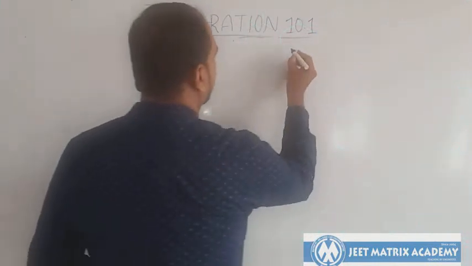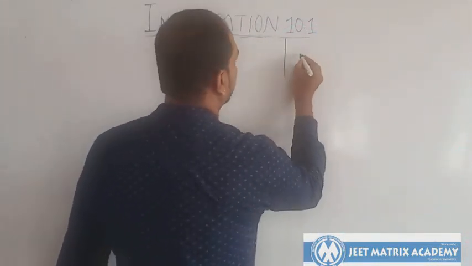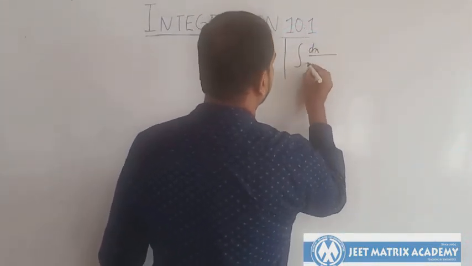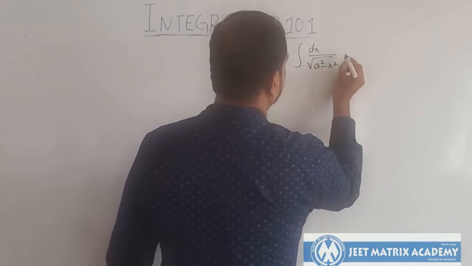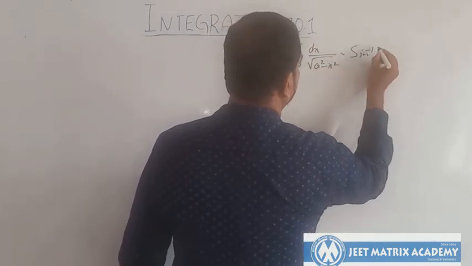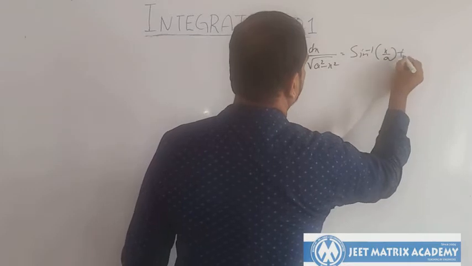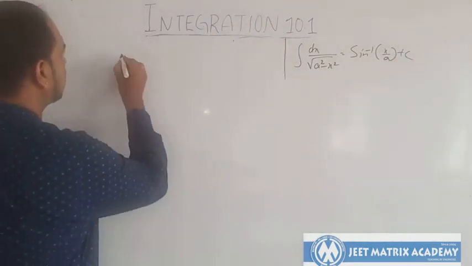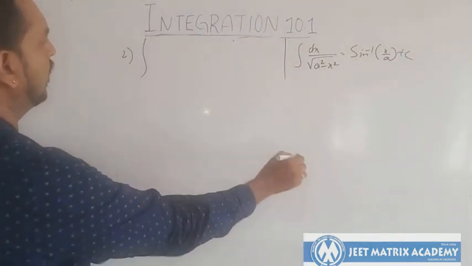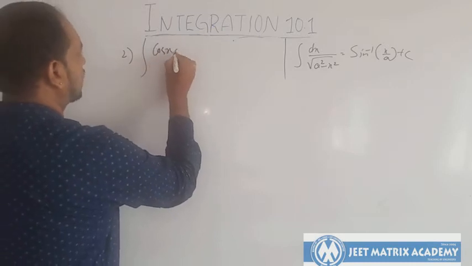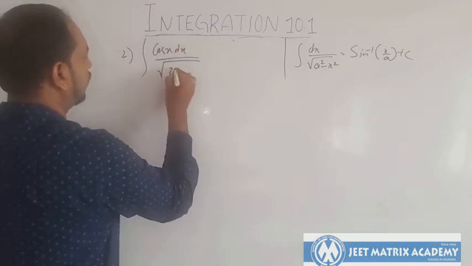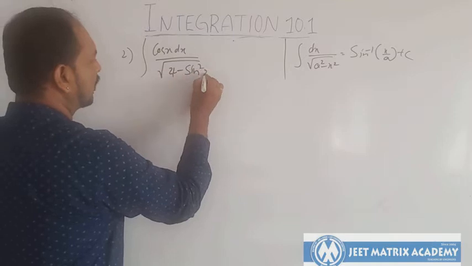Write the form at the corner so it is better: integration of dx divided by root of a square minus x square equals sine inverse of x by a plus c. Second problem we'll see: integration of cos x dx divided by root of 4 minus sine square x.